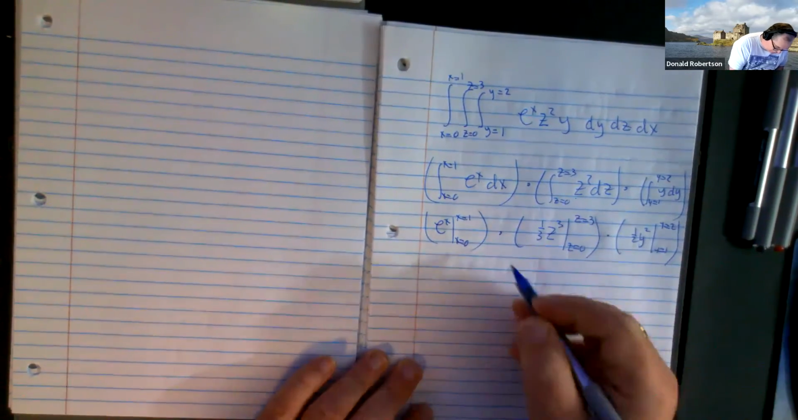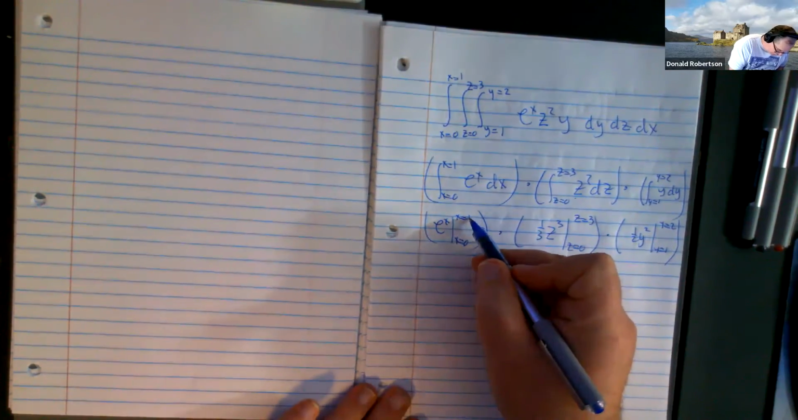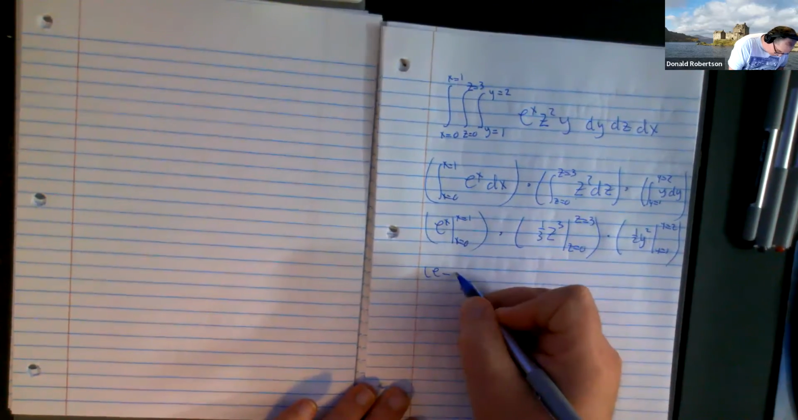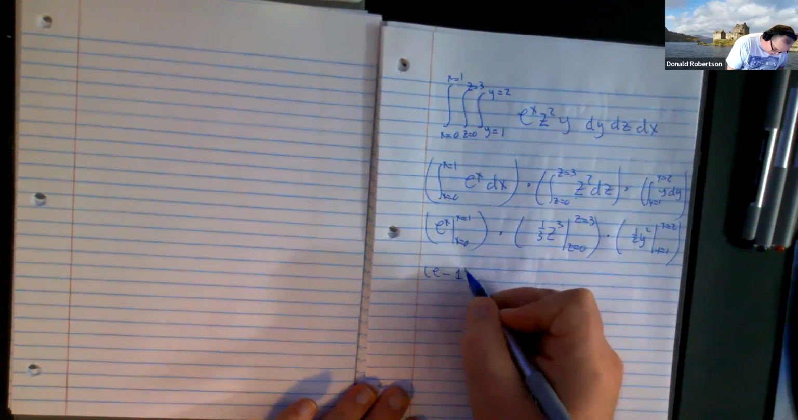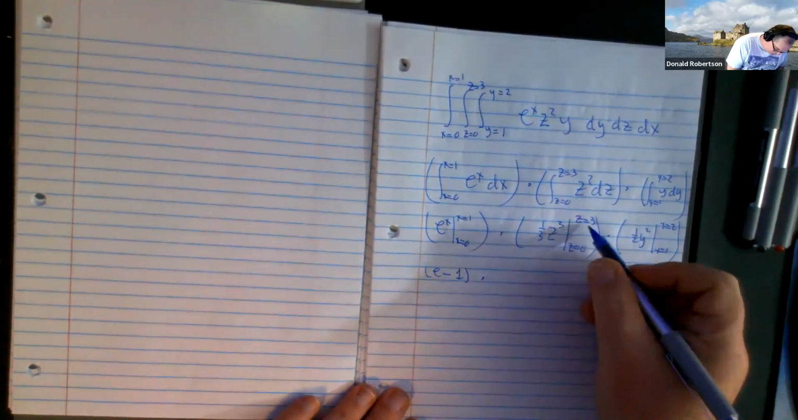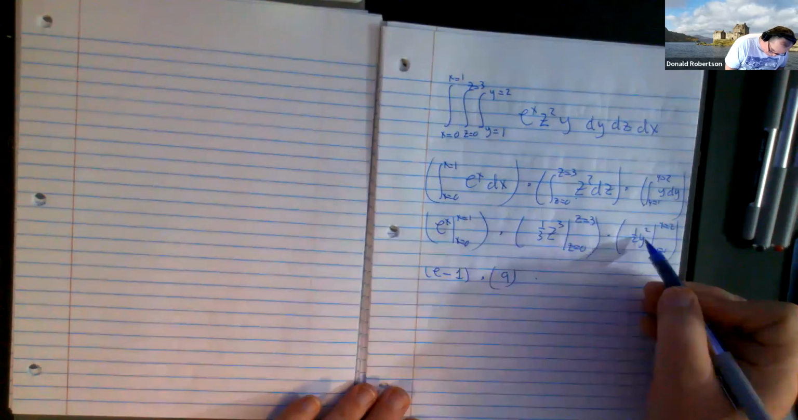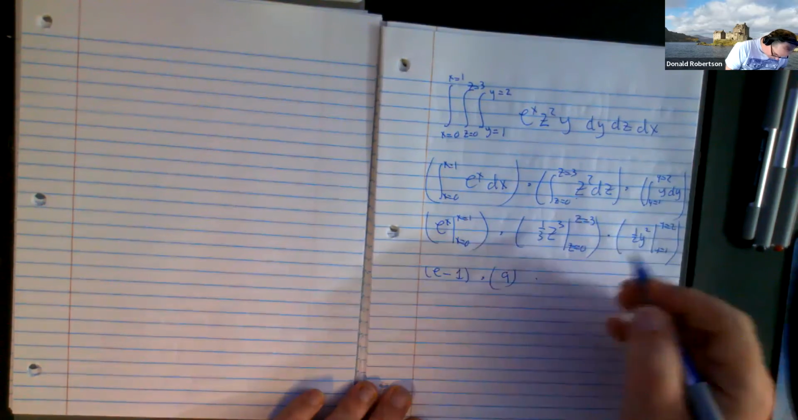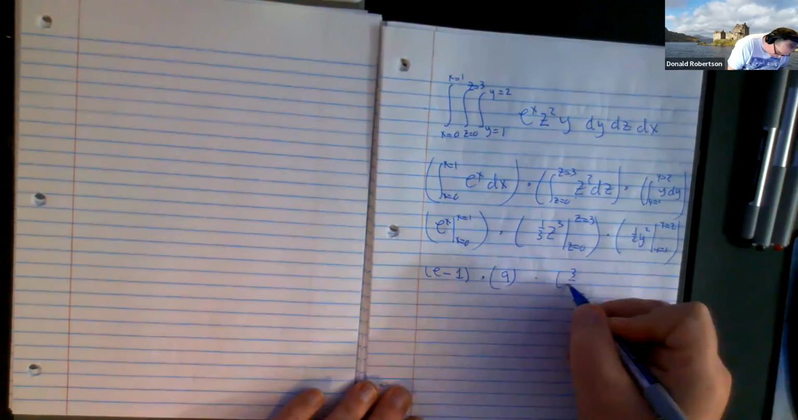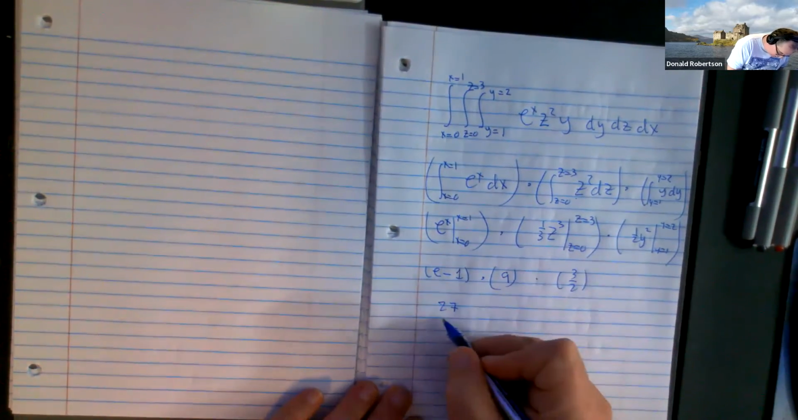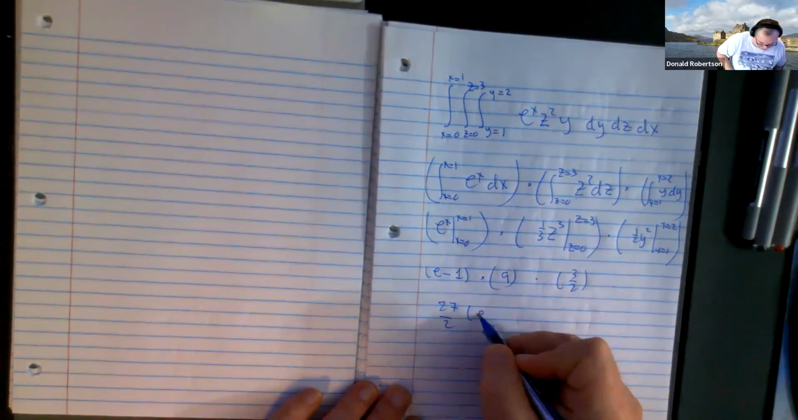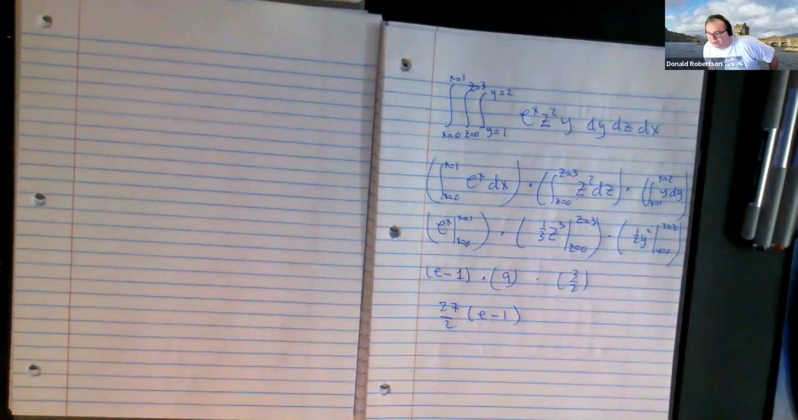And this guy gets you e to the 1 take away e to the 0, which is e take away 1. This guy gets you 9 take away 0, so this guy gets you 9. And this guy gets you 2 take away a half, which is 3 halves. So I guess the answer is 27 halves times e minus 1. Hopefully I did that in my head right, but if it's not, tell me now.